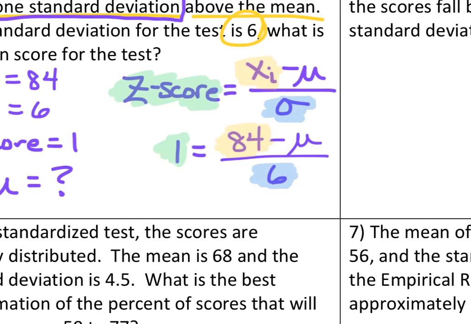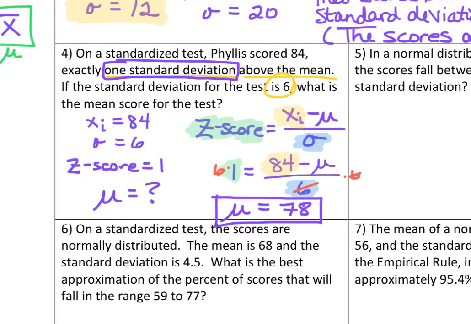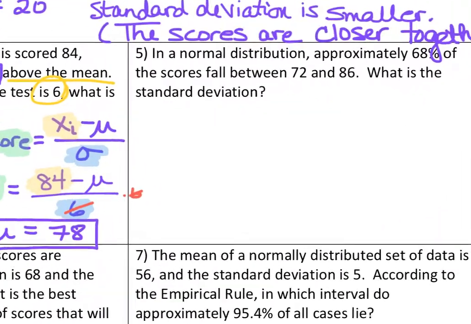And basically I would, if I were solving this equation, I would multiply both sides by 6 so that the 6's here cancel. And then I have 6 is equal to 84 minus mu. And then if you add mu to both sides, subtract 6, what you'll get is that mu is equal to 78. And so the class average is 78, and Phyllis scored 84, which is 6 points above the class average. Take a minute and read number 5 to yourself.